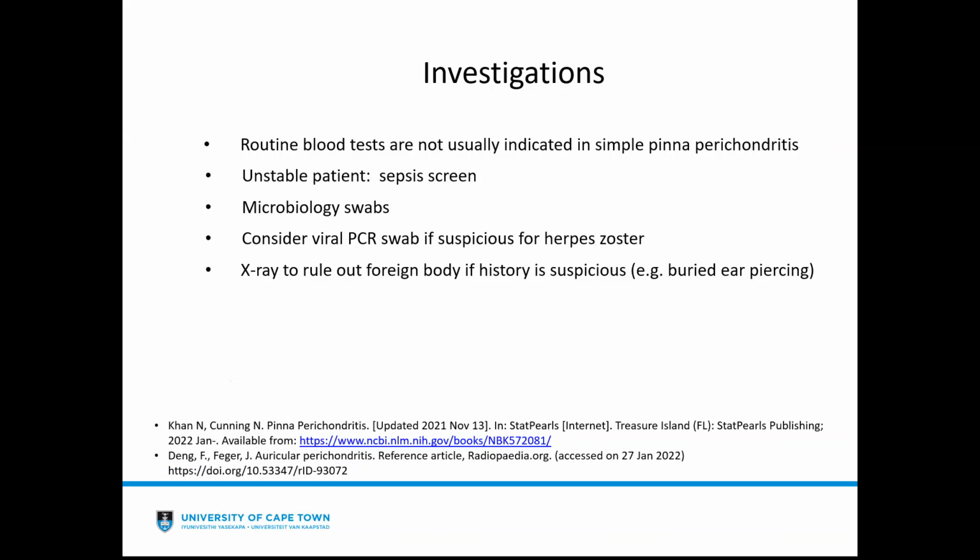And you would usually do a full white count, CRP. You might want to do some electrolytes, and if there is an associated abscess, do cultures. But otherwise, there's no place for blood tests for your diagnosis. And then you can consider viral PCR swabs for patients if you are concerned about a herpes zoster infection. And if you are concerned about, for example, a buried ear piercing or any foreign body, you can do an X-ray to see if it is involved.